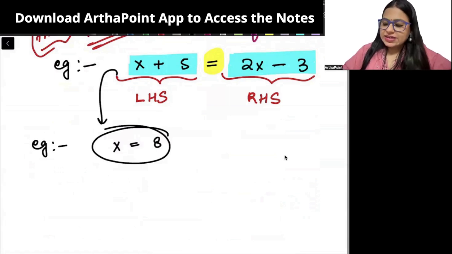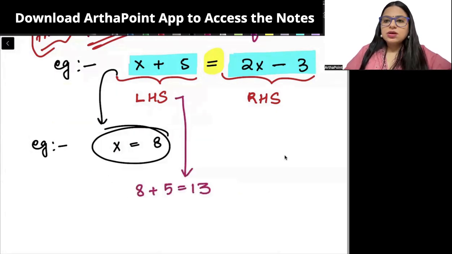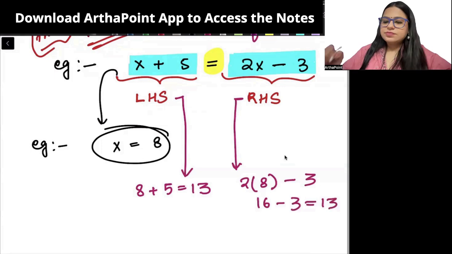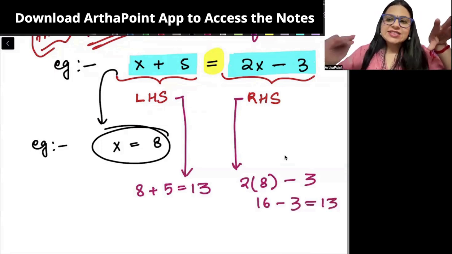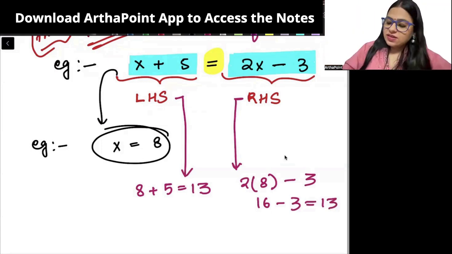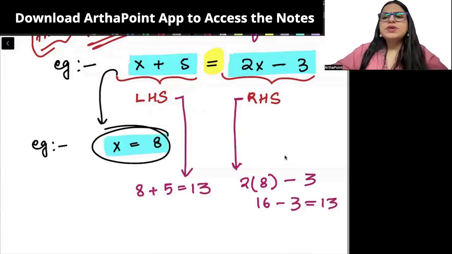अगर हम x को 8 डाल देते हैं, इफ आई पुट x एज 8, माई लेफ्ट हैंड साइड विल कम आउट एज 8 plus 5, 13. And my right hand side will come out as 2 into 8 minus 3, 16 minus 3, 13. समझे? तो left hand side will become equal to right hand side in this case only when the value of x is 8. Other than this, अगर इसके अलावा आप कुछ भी डालोगे, you put in anything, x equal to 1, x equal to 2, x equal to 7, x equal to 9, it will not be true.